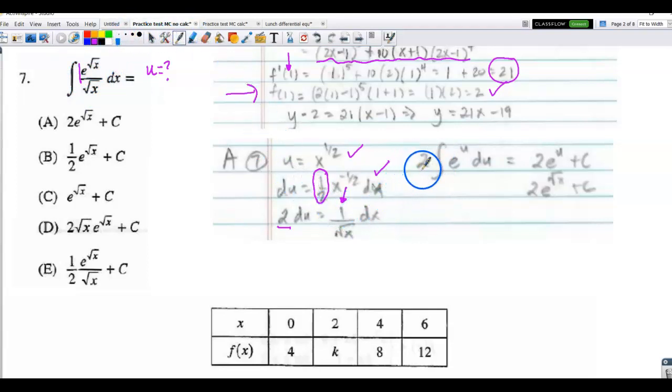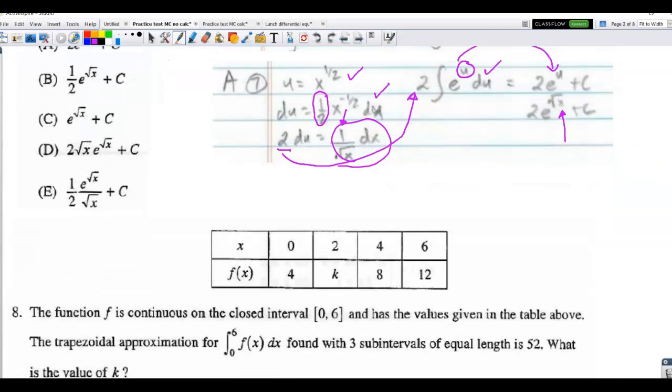So I'm going to make the substitution. The 2 is going to go on the outside of the integral. I'm substituting u in place of square root of x, and in place of 1 over square root of x dx, I'm substituting the du. The antiderivative of e to the u is e to the u. That's nice and easy. And then I'm going to resubstitute the square root of x back in place of u, put my plus c, and choose my answer.